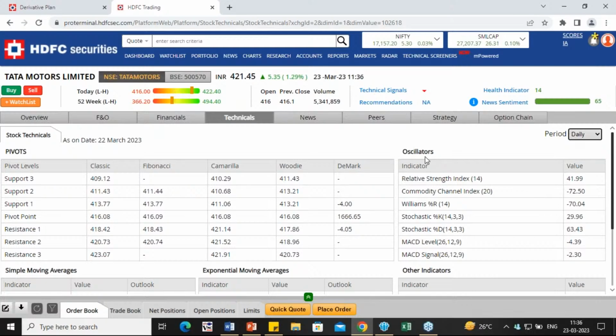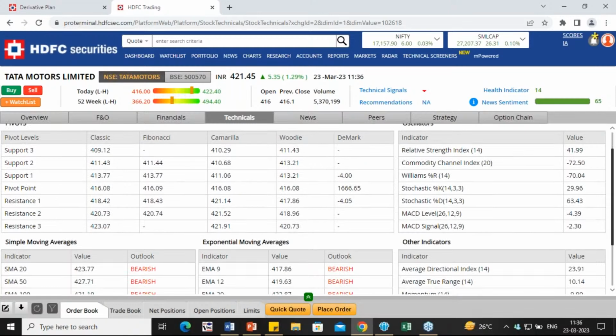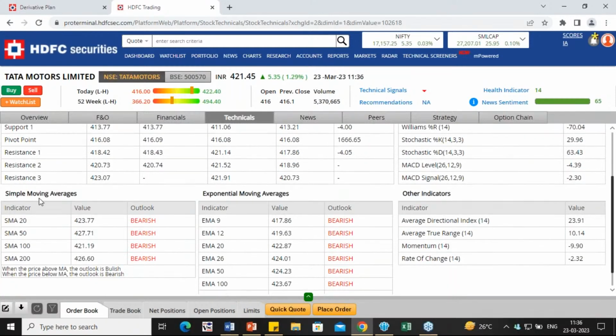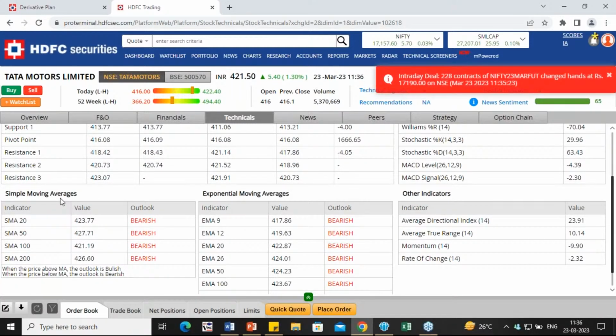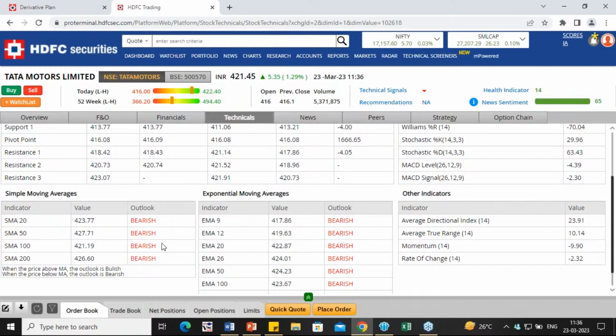Also, we have here the oscillators: RSI over here, the Commodity Channel Index, Williams, Stochastic, MACD levels, magnetic signals. Also, we are giving the simple moving averages. In the simple moving averages, you can see the 20 days, 50 days, 100, 200, so giving you the outlook also as well.